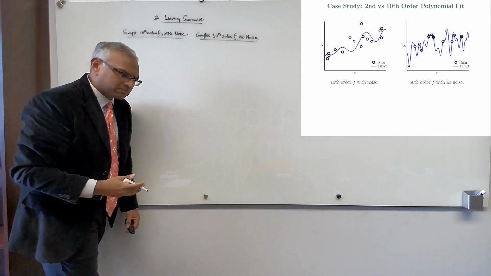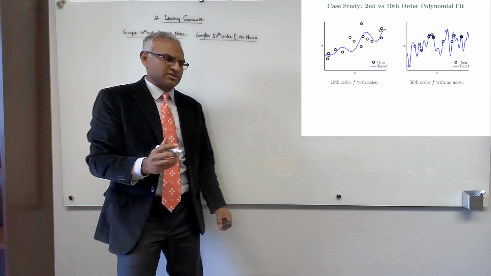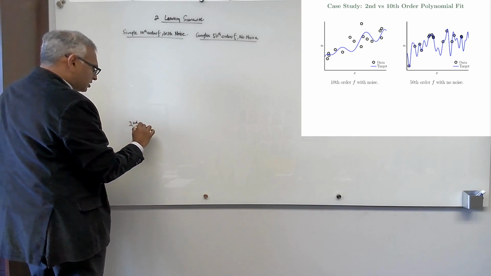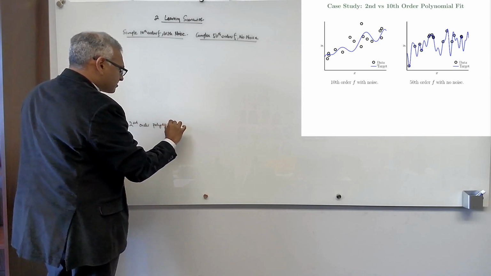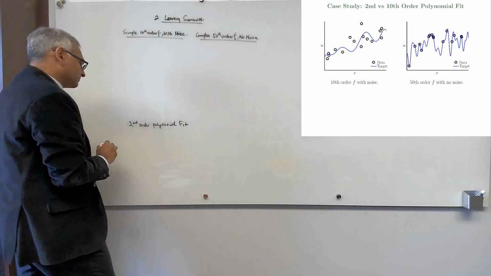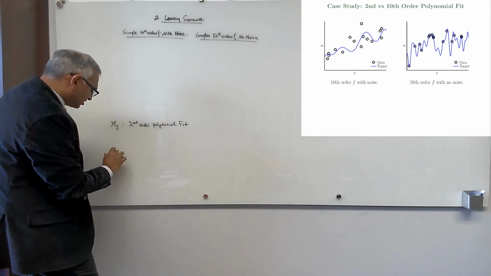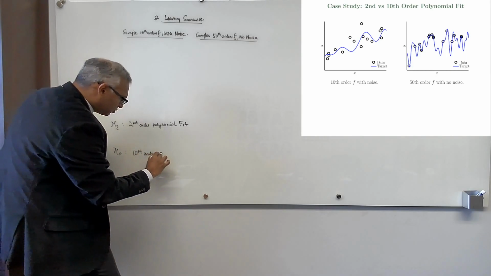Now, whenever you come up to a learning scenario, you have to pick a hypothesis set. So I'm going to give you a choice of two hypothesis sets. The second order polynomial fit, let's call this H2, and H10, which is the 10th order polynomial fit.